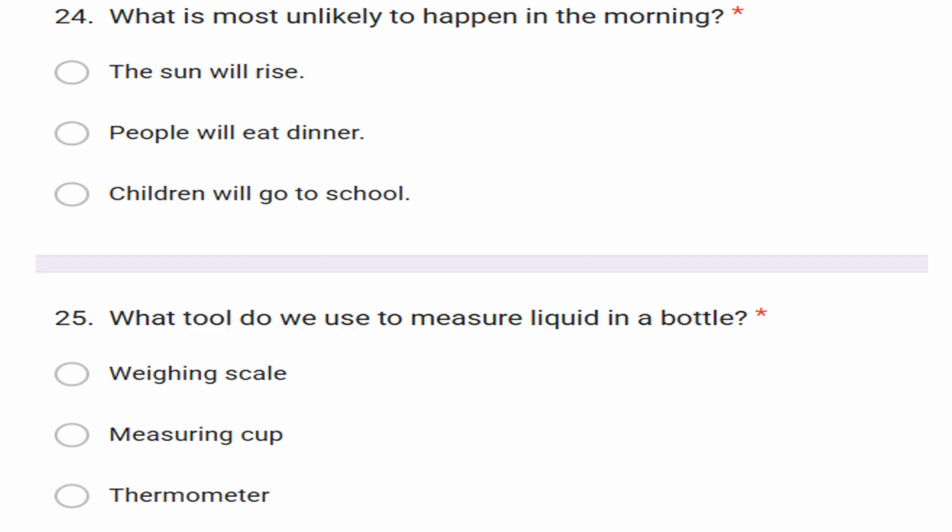Number 25. What tool do we use to measure liquid in a bottle? Weighing scale, measuring cup, or thermometer? The tool that we use to measure the liquid inside a bottle.